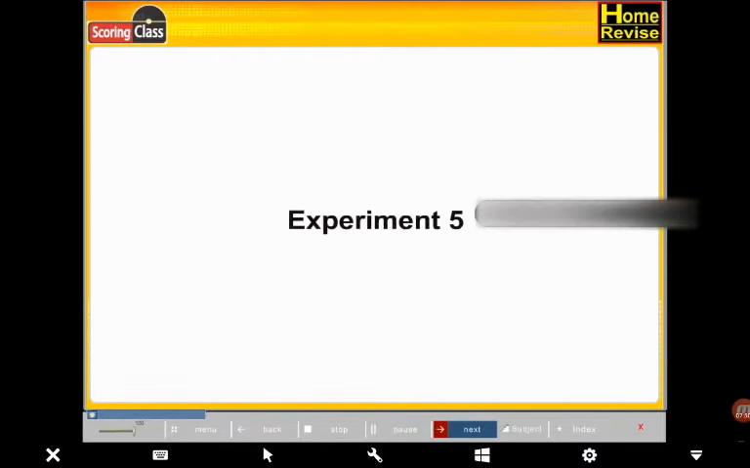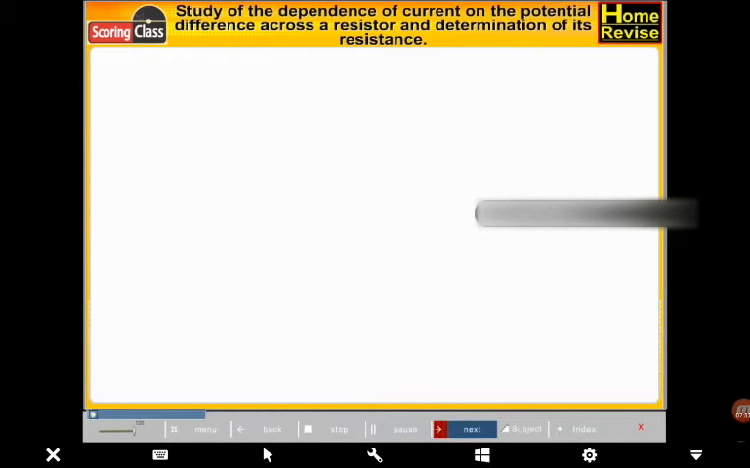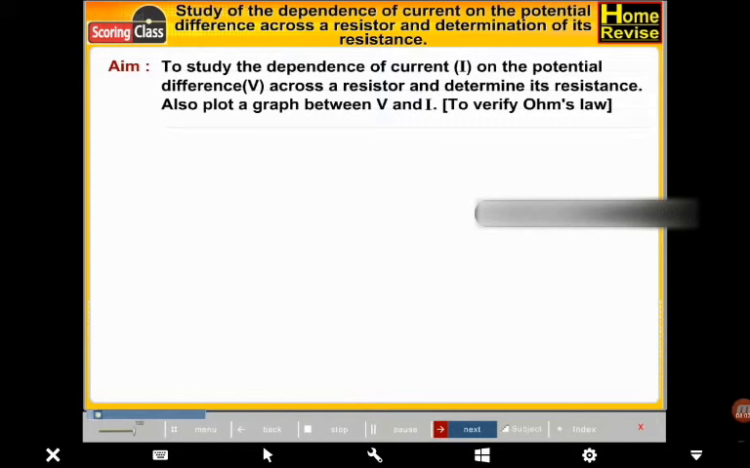Experiment 5. Study of the dependence of current on the potential difference across a resistor and determination of its resistance. Aim: to study the dependence of current I on the potential difference V across a resistor and determine its resistance. Also plot a graph between V and current I to verify Ohm's law.